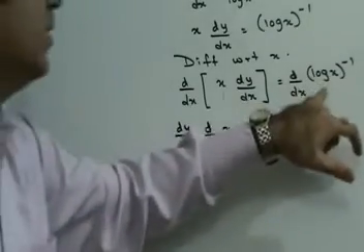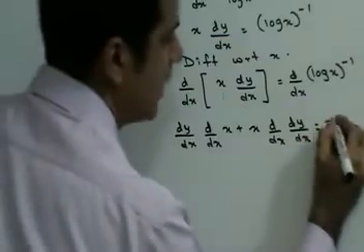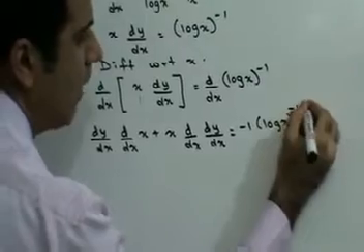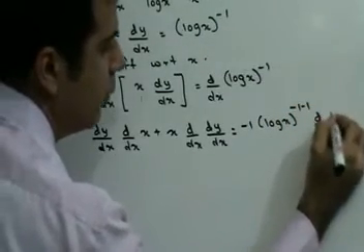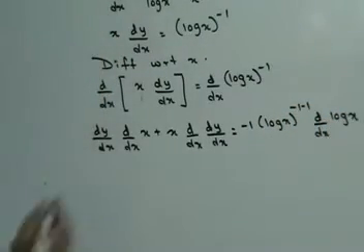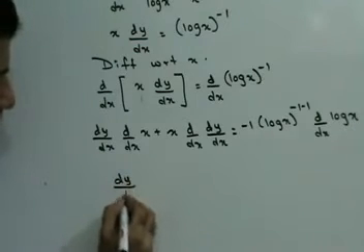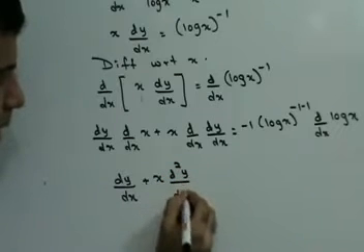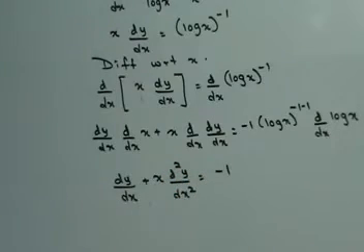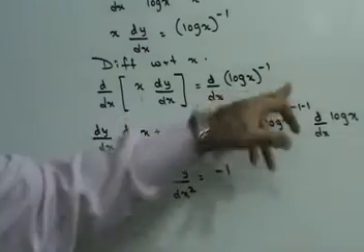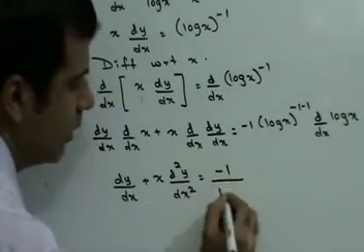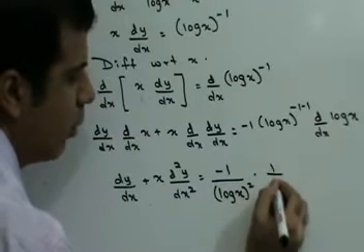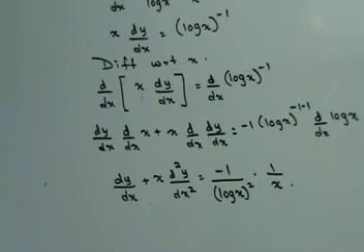Now this is d by dx of u raised to n, this is n u^(n-1) d by dx of u, right? Now this is going to be dy by dx plus x d square y by dx square is minus 1. Log x raised to minus 2, I can take that in the denominator. So this will be log x the whole square. D by dx of log x is 1 upon x, right?